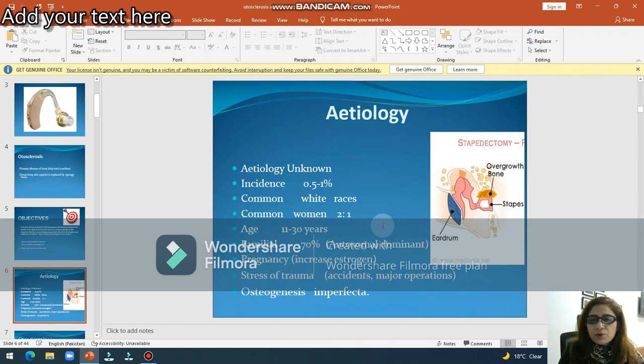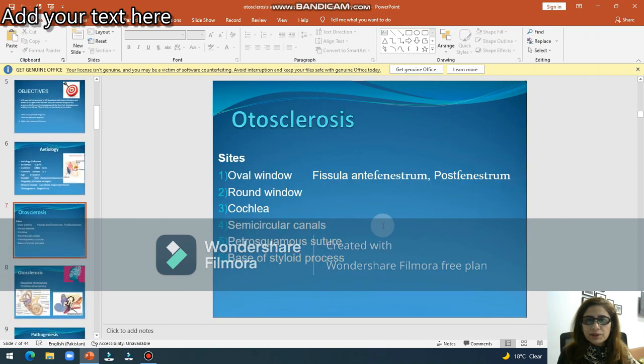So stress and trauma also aggravate this condition. Sometimes it is associated with accidents, major operations. It is also seen in osteogenesis imperfecta, that is also a familial disease. So what is the site of involvement in cases of otosclerosis? I have told you, the anterior part of the footplate of stapes. The footplate of stapes covers the oval window. The anterior part is called fissula ante fenestram. If the anterior part is involved, then the posterior part, that is post fenestram, is also involved by the disease.